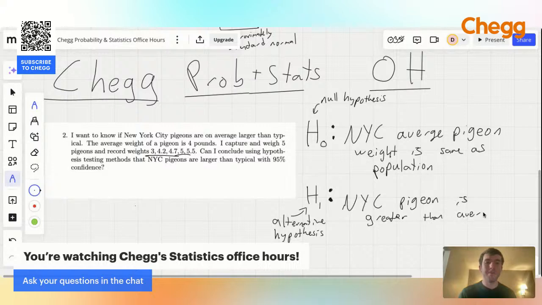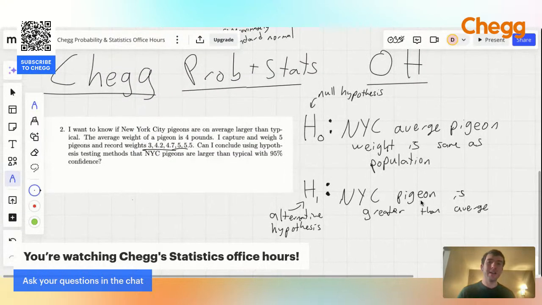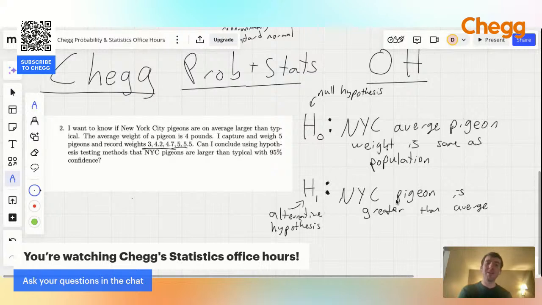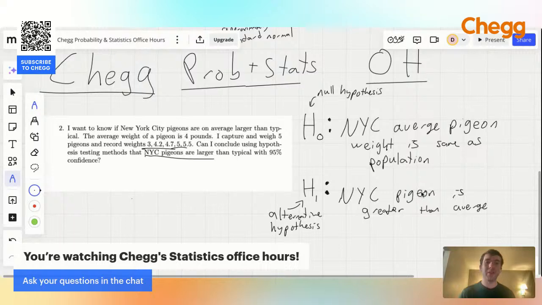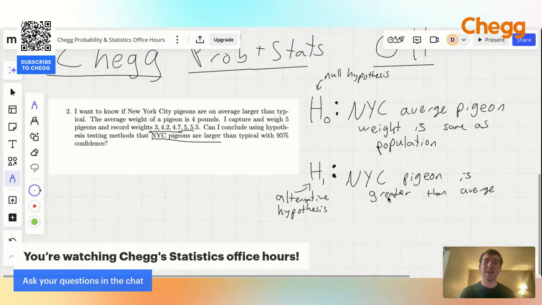Right? That's given to us in the problem. Sometimes the alternative hypothesis is just that the NYC pigeon weight is different than the average. But in this case, we specifically want to know if the pigeons are larger. And so here we say the alternative hypothesis is the pigeons are larger than average. And this will become important when we do the hypothesis testing.